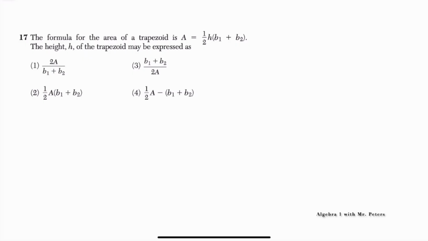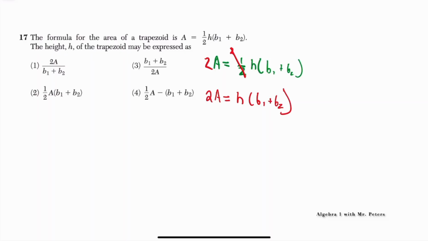They give us the formula for the area of a trapezoid, and they want us to rearrange the equation and solve for h. So after we write this out, the first thing I'm going to tell you guys to do is let's get rid of our fraction. So we multiply both sides by 2. So now we have 2a is equal to h times b to the 1 plus b to the 2.